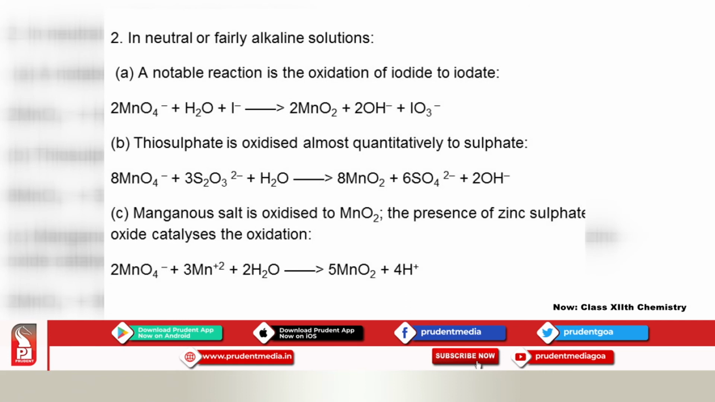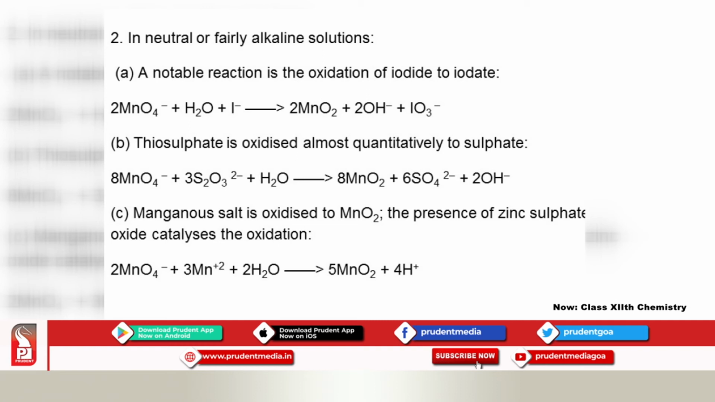Next, see this is alkaline condition, or fairly alkaline, not completely alkaline, or you can say in neutral or fairly alkaline solution. See here, a notable reaction is the oxidation of iodide to iodate. What you have to use is MnO4- and water. It gives you MnO2, OH- and IO3-, that is iodate.